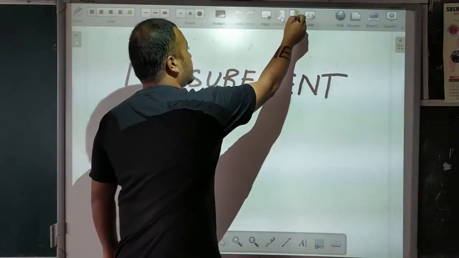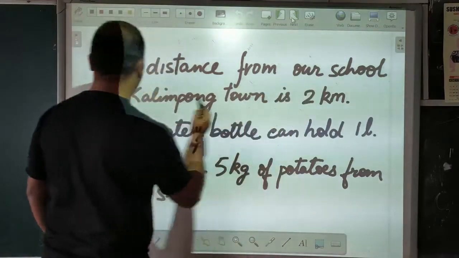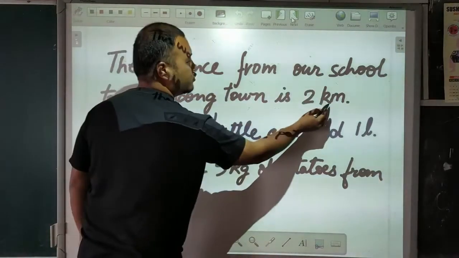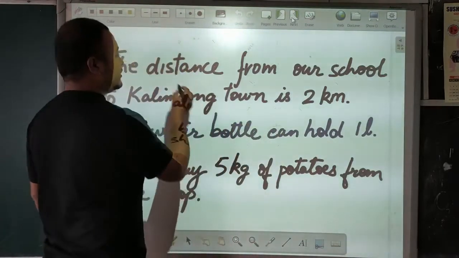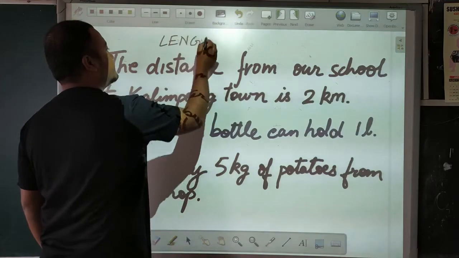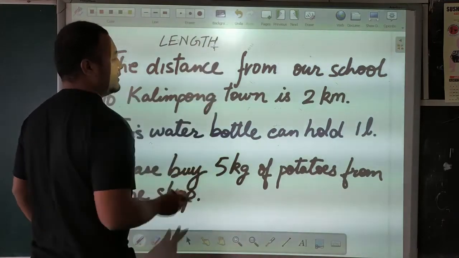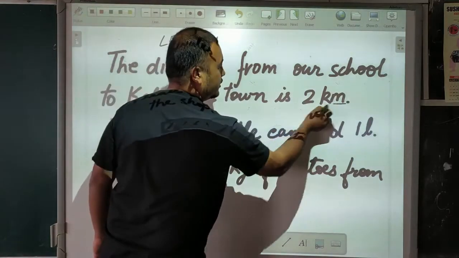Okay. So let's look at these few statements here. The distance from our school to Kalimpong town is 2 kilometers. So here we are talking about distance, that is the length. And the distance or the length from our school to the Kalimpong town is 2 kilometers.